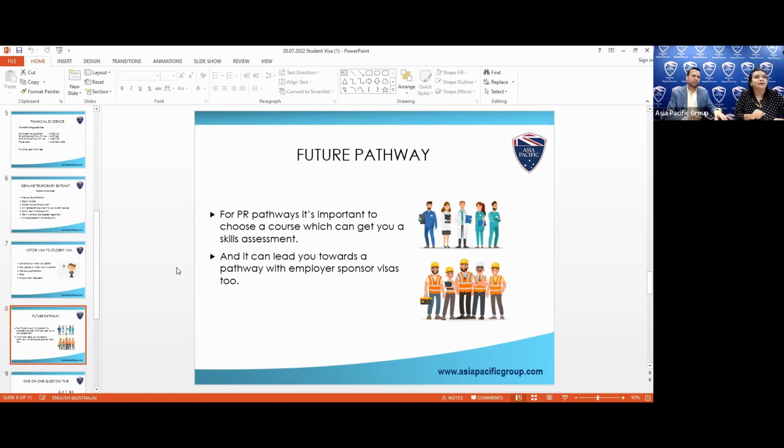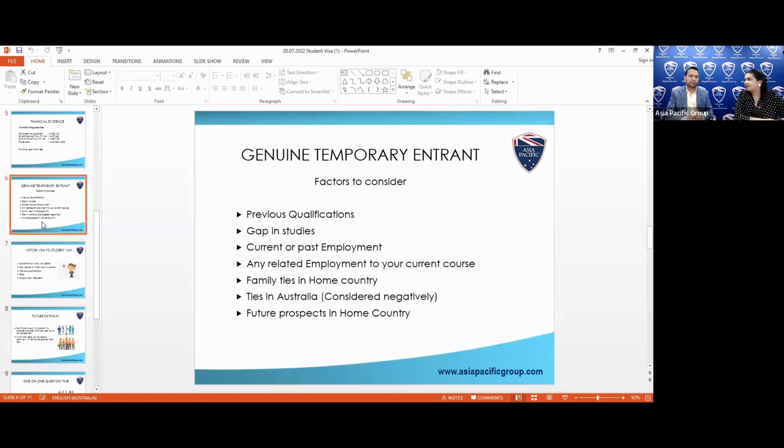I'll just add one thing here with the GTE. The GTE statement is a personal statement that the applicant has to write. You need to provide your story, but we can help you with that. We cannot write it for you, but we can definitely help you. We get some students who are struggling in English, so they are not able to write.